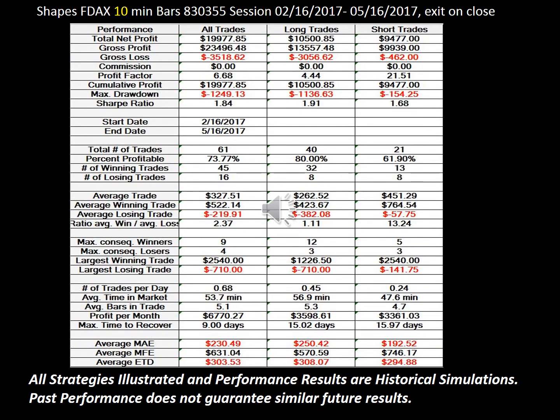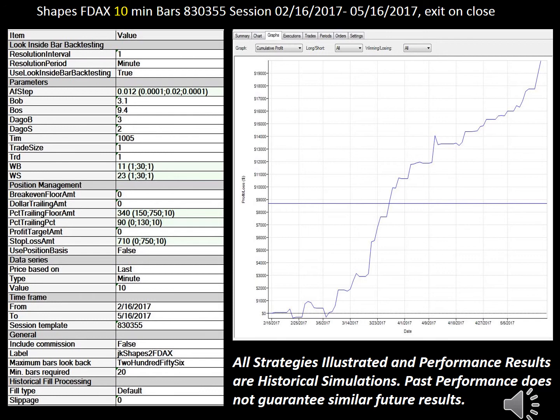Here's the FDAX. This is on a 10-minute bar, and again, this is only a 3-month period, making $19,009, and 73% of the trades are correct. So it looks pretty decent. I misspoke before: it's not lower commissions, it's lower margins for day trades. Since this gets out at 10:05 in the morning Eastern, it will qualify as a day trade. You can see that equity curve, and that looks pretty decent. So that's something you might want to consider, that 10-minute FDAX on shapes.